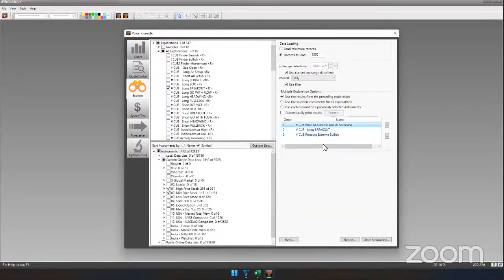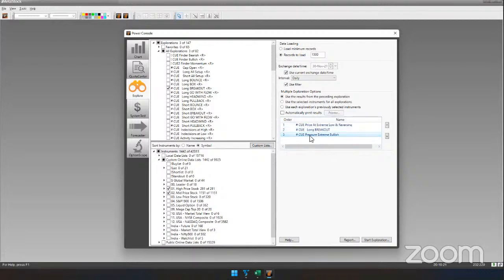Then the last step is what I mentioned earlier: choose the least restrictive first. So we may choose at price extreme low and reversing fast. That's my logical thinking. First look for stocks at very low price, then look for breakout, and then look for extreme pressure. So the output will have stocks meeting all the criteria.